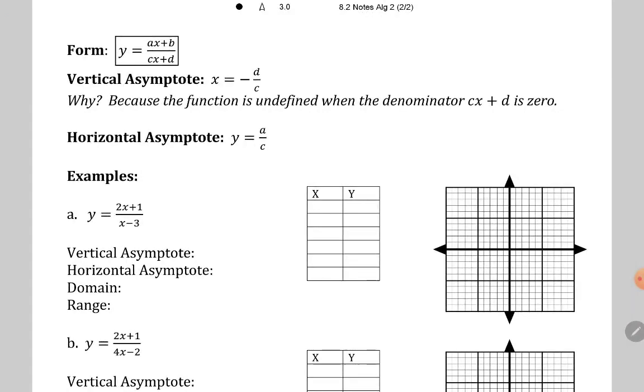Alright, now what if they have this type of form? Y equals ax plus b over cx plus d.